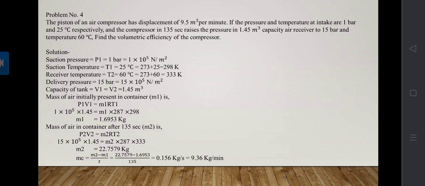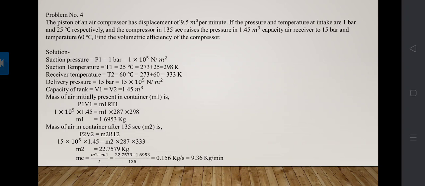The piston of an air compressor has a displacement of 9.5 meter cube per minute. If the pressure and temperature at intake are 1 bar and 25 degrees centigrade respectively, and the compressor in 135 seconds raises the pressure in a 1.45 meter cube capacity air receiver to 15 bar and the temperature 60 degrees centigrade, we have to find the volumetric efficiency of the compressor.